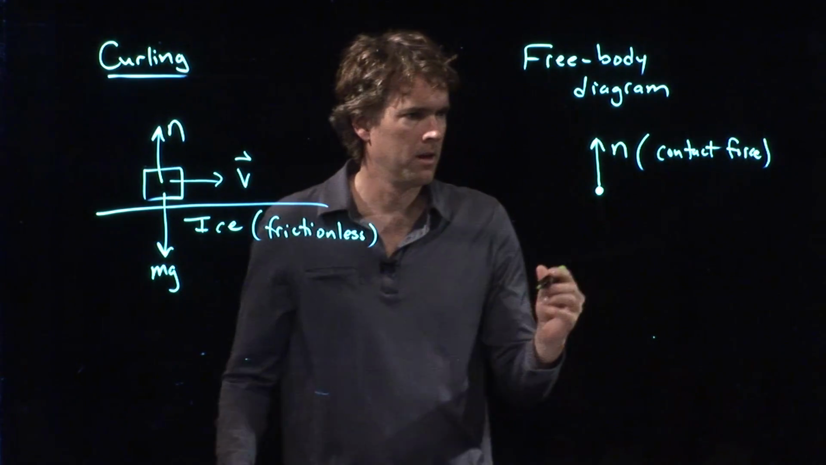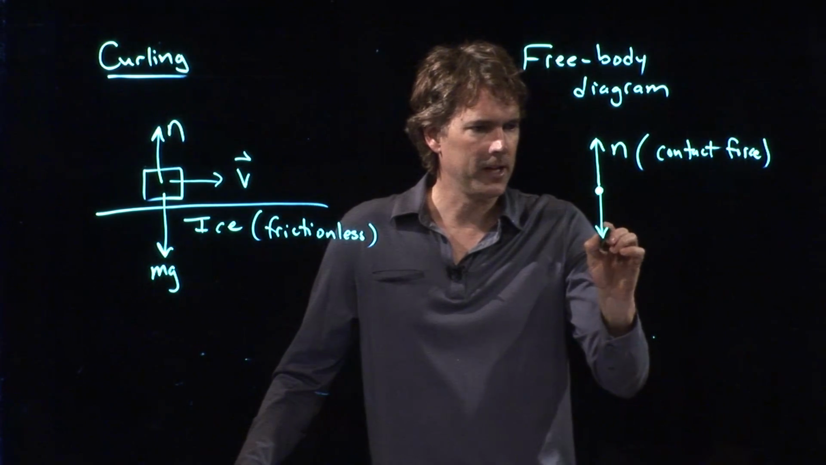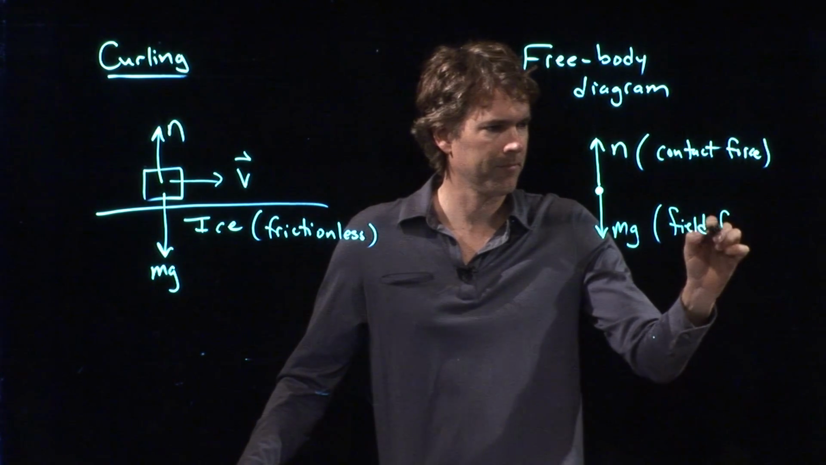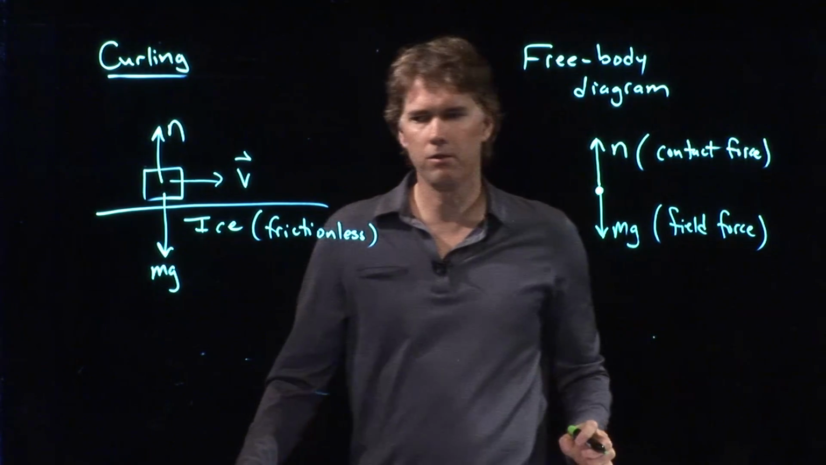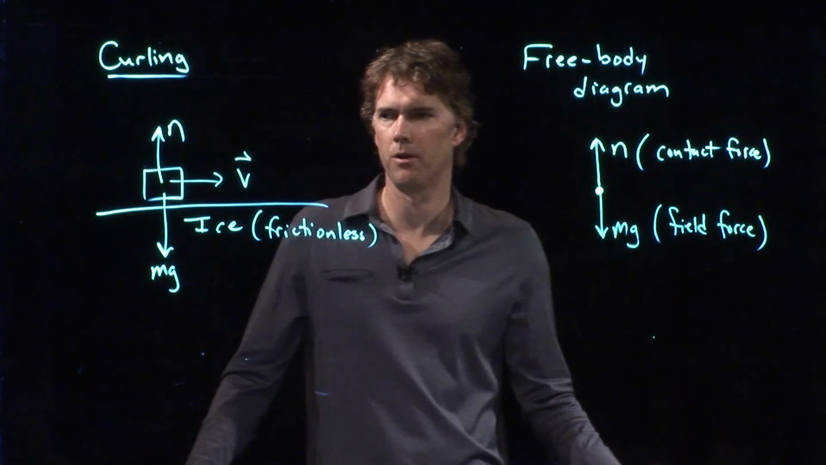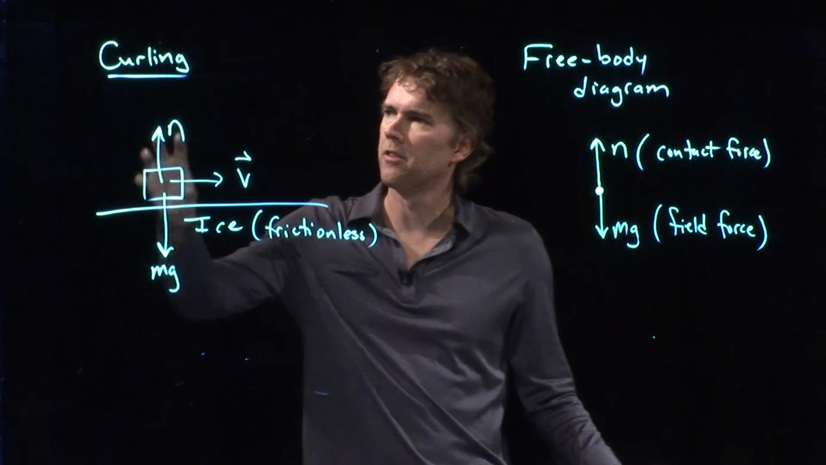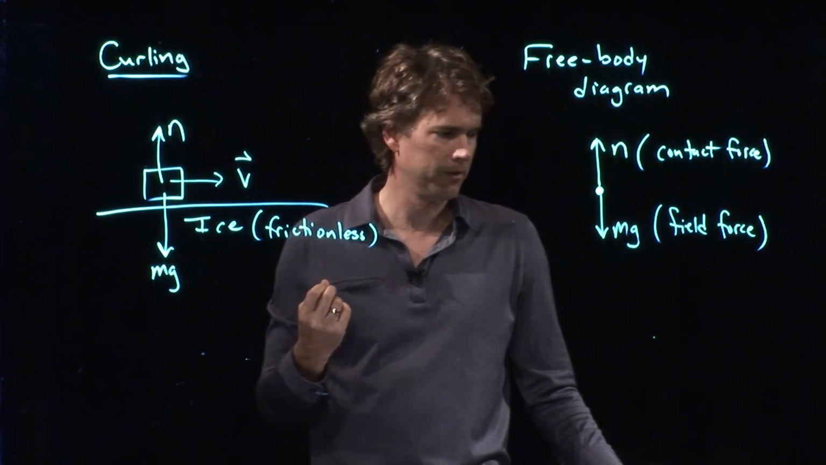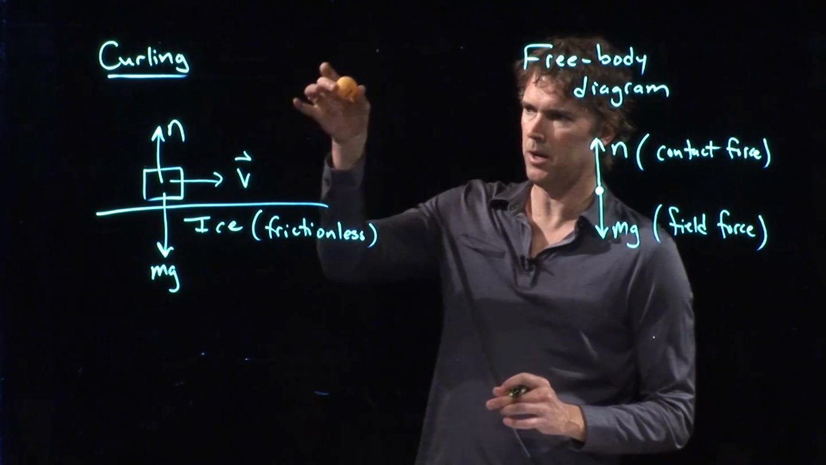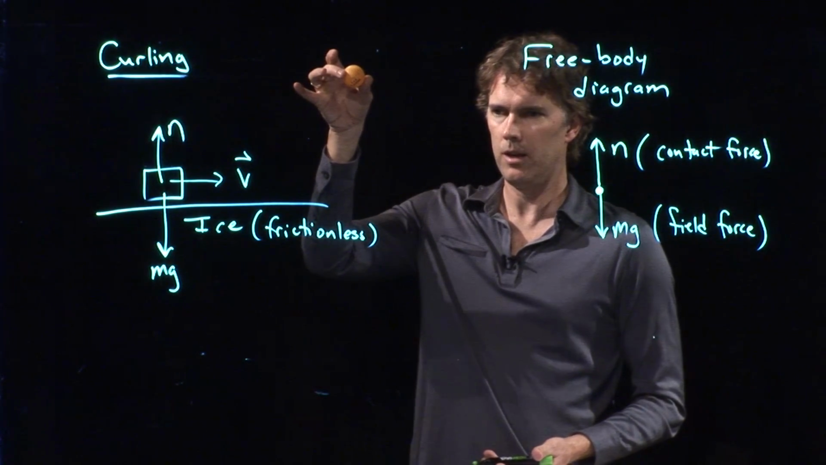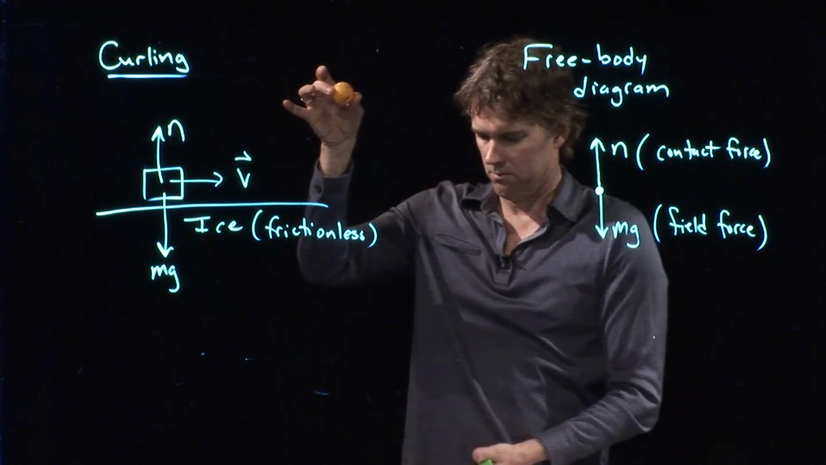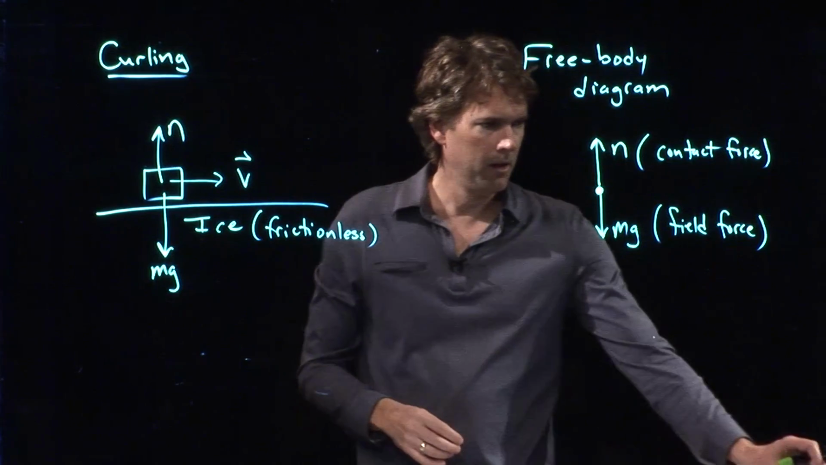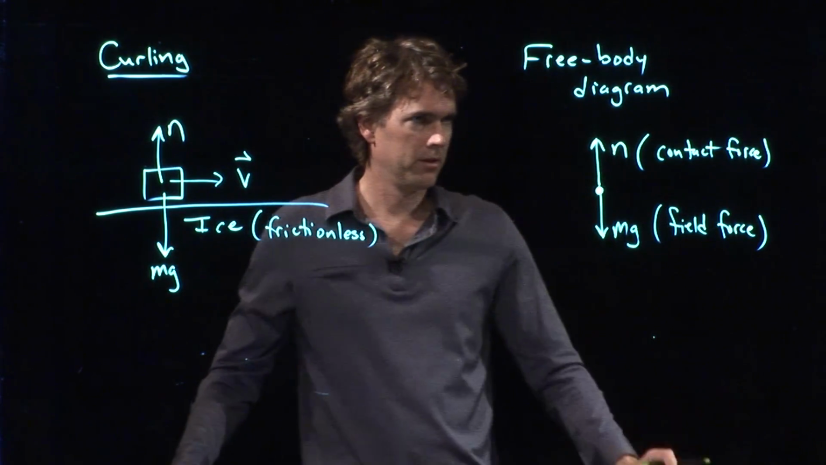Okay? The other one is, of course, gravity, and that is a field force, because that doesn't have to be in contact with the earth, right? You could have this thing up higher than the ground and gravity would still pull on it. Just like our ping pong ball, when it's up here, it's not in contact with the ground. It's pulling on the ping pong ball, gravity pulls it down, okay? All right, this is the free body diagram.